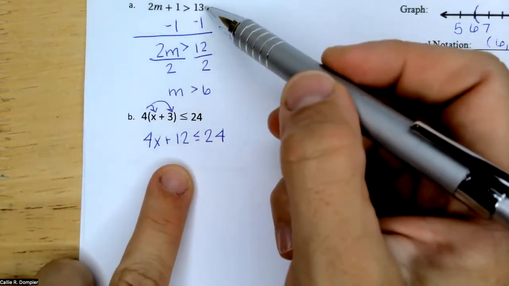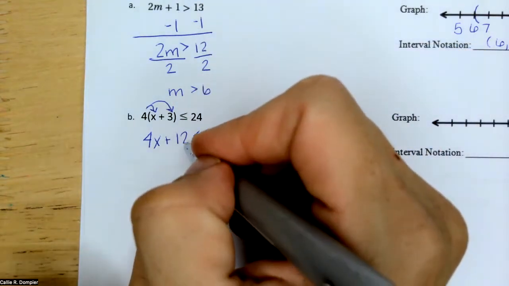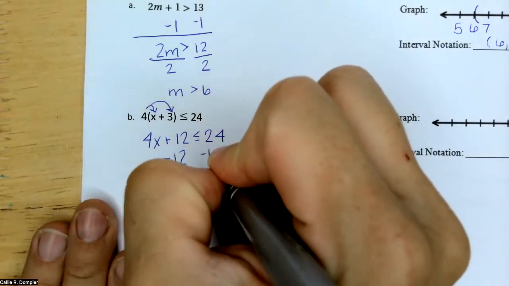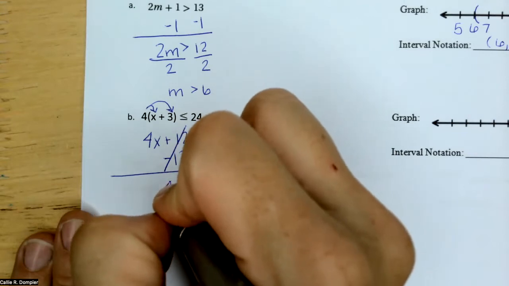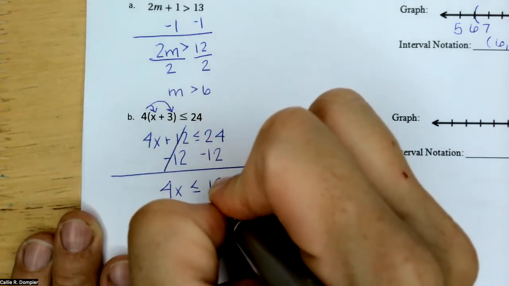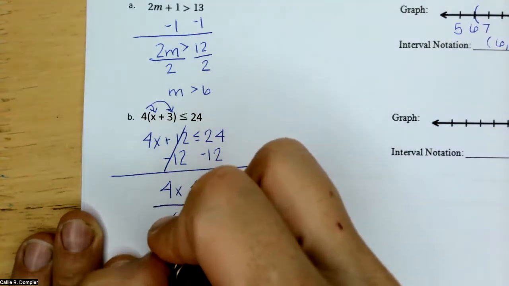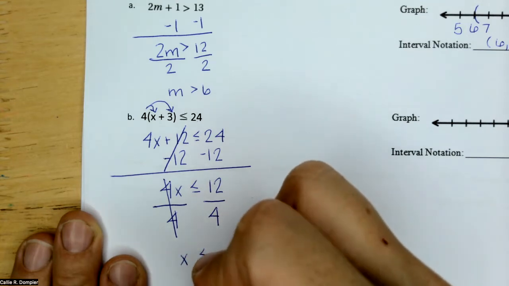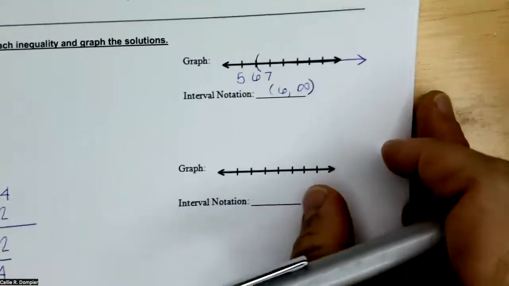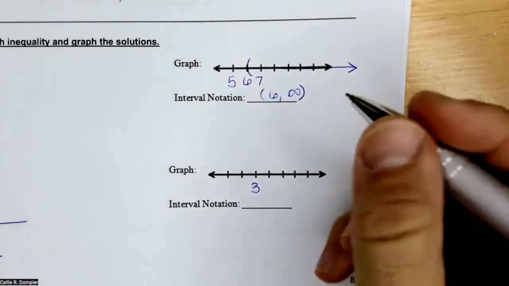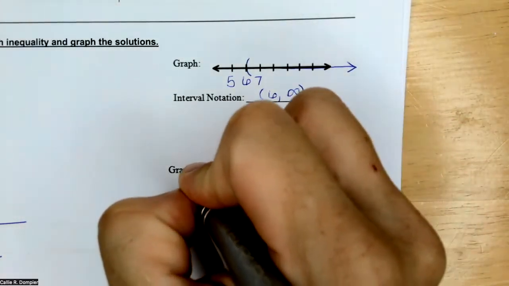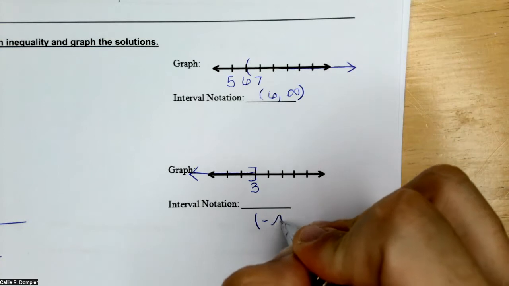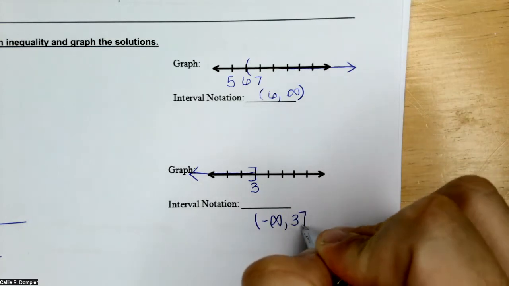Now it looks a lot like this one, right? Where we just do step by step, always do addition and subtraction before multiplication and division. So I'm going to subtract 12, subtract 12. 4x is less than or equal to 12, right? Because 24 minus 12 is 12. Divide by 4, divide by 4. X is less than or equal to 3. So I find 3 on my graph, I create 3 on my graph. Less than 3 means the arrow is going to go in this direction, and that equal to means it's a bracket. So we have negative infinity to positive 3.